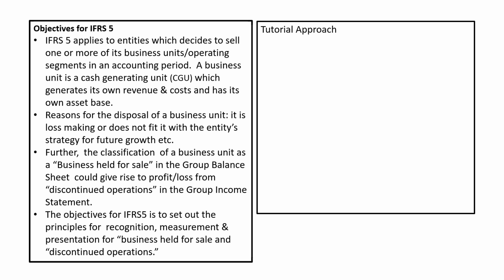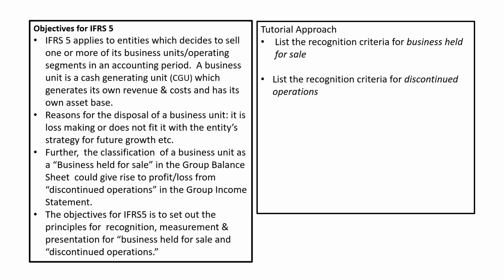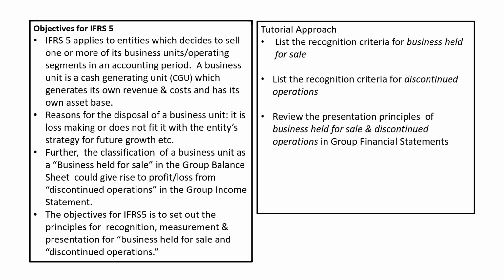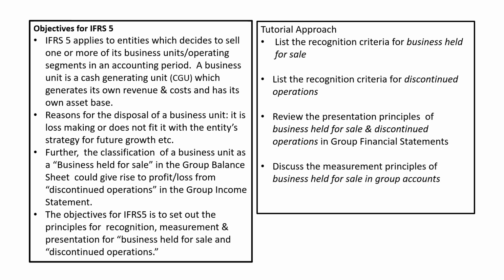In our tutorial plan, we're going to first list the recognition criteria for businesses held for sale. We'll then consider the recognition criteria for discontinued operations. We'll then review the presentation principles of business held for sale and discontinued operations in group financial statements. And finally, we will look at the measurement principles of business held for sale in group accounts. And at the end, we will discuss a typical examination question.